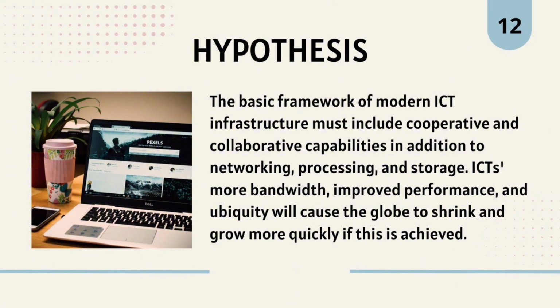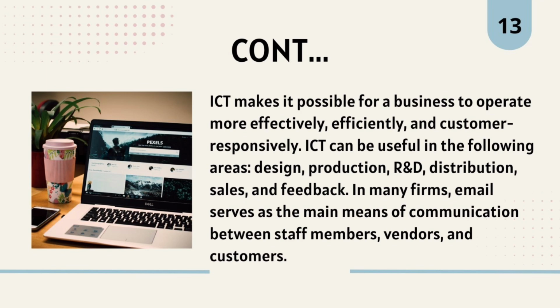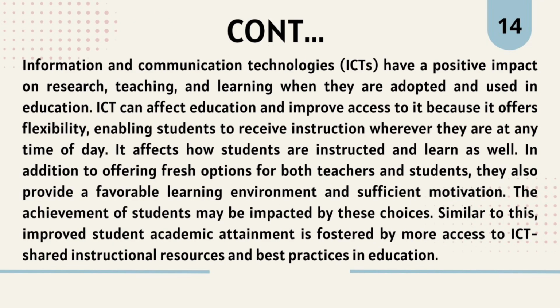Hypothesis. The basic framework of modern ICT infrastructure must include cooperative and collaborative capability in addition to networking, processing and storage. ICT makes it possible for businesses to operate more effectively, efficiently and customer responsively. ICT can be useful in the following areas: design, production, R&D, distribution, sale and feedback. In many firms, emails serve as the main means of communication between staff members, vendors and customers.